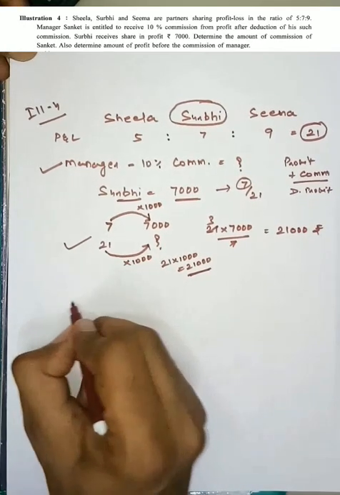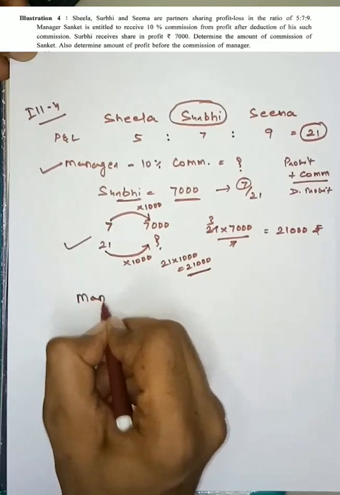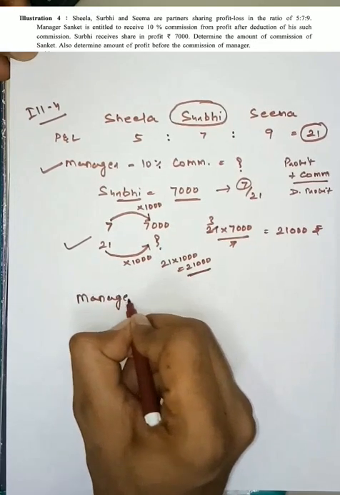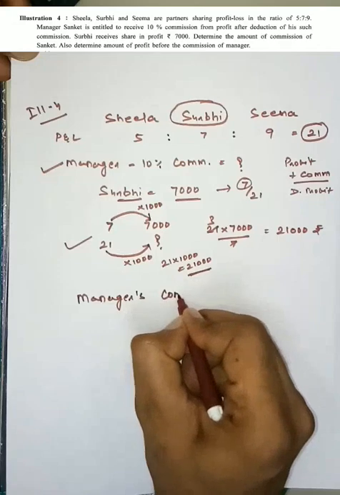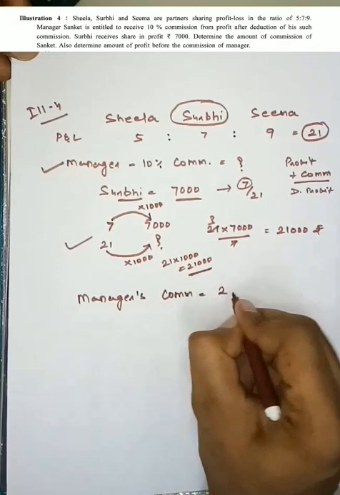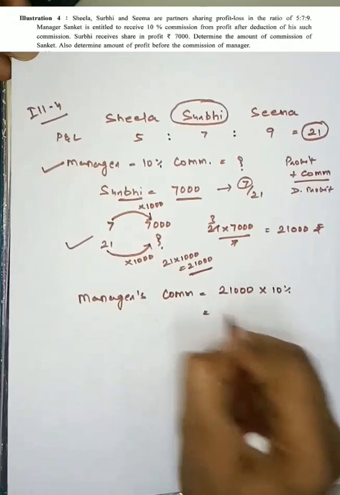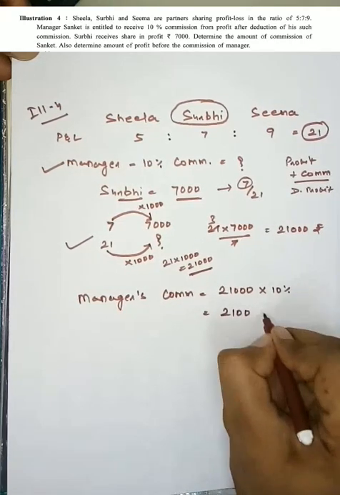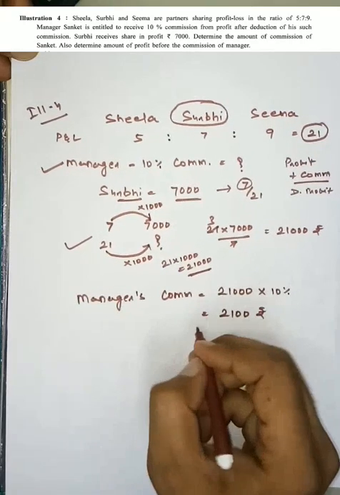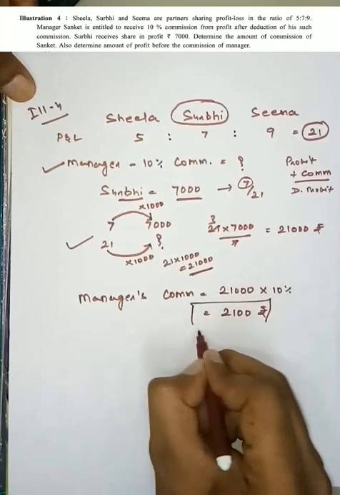Now simple, the manager's commission is 21,000 multiplied by 10%, that means 2,100 rupees. So this is the answer for the first question.